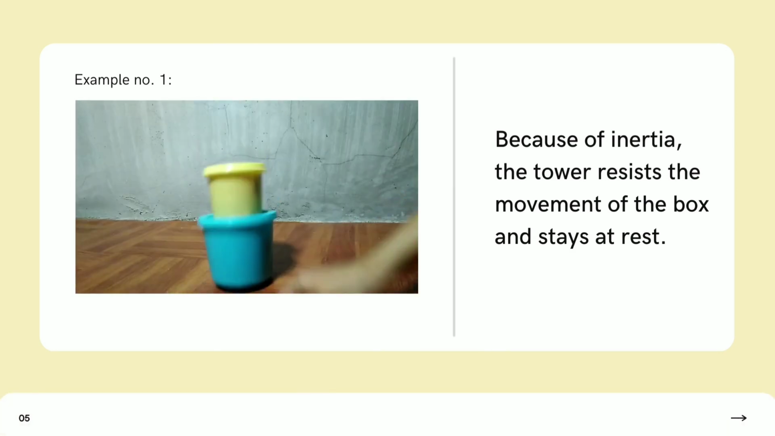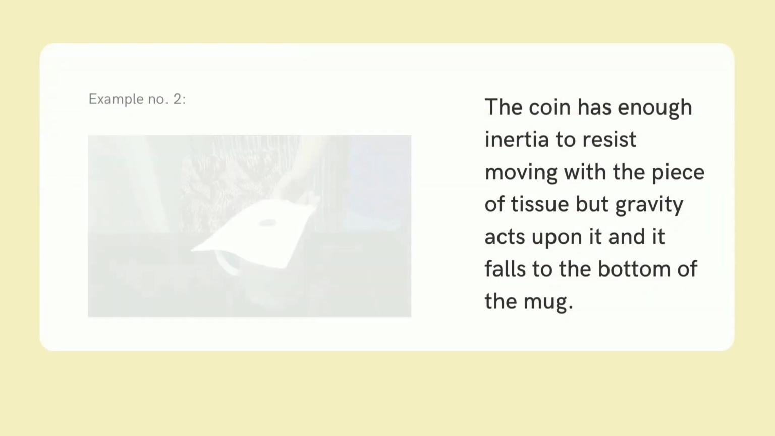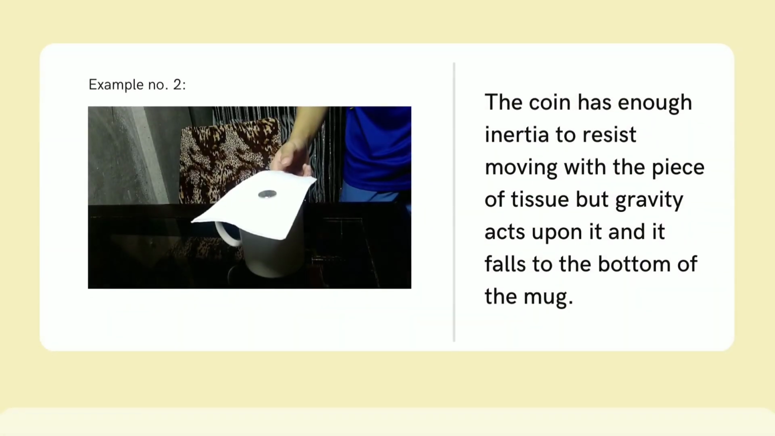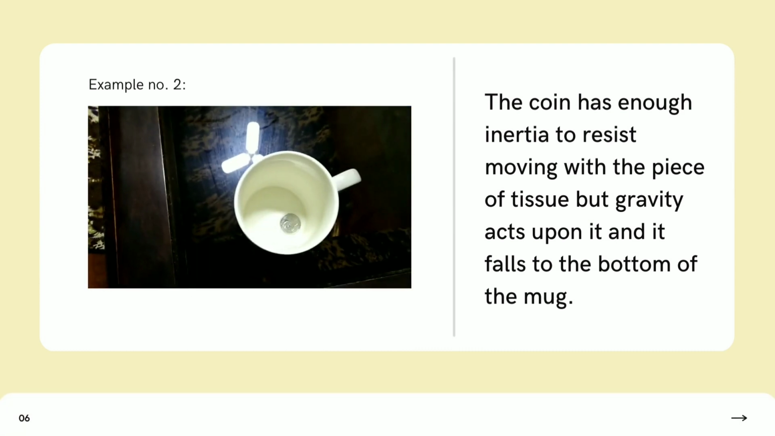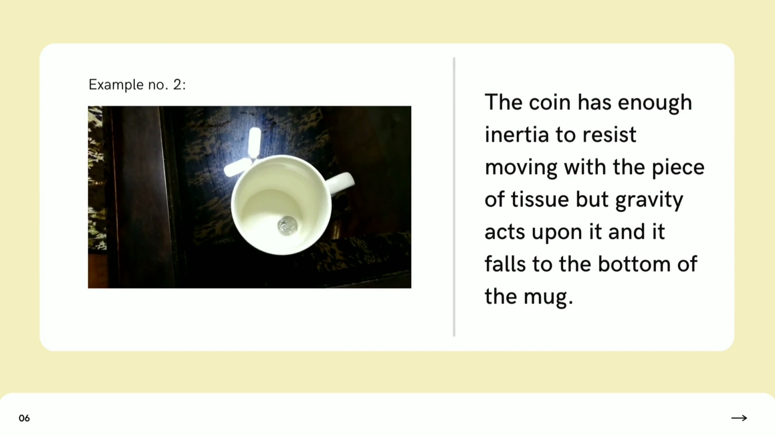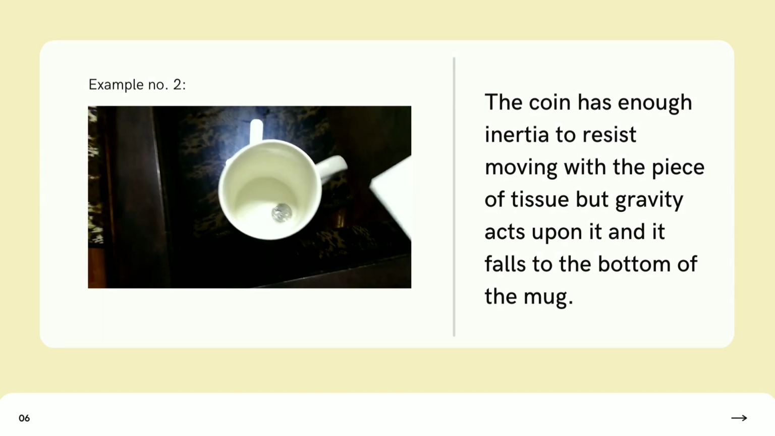Because of inertia, the tower resists the movement of the block and stays at rest. The coin has enough inertia to resist moving with a piece of tissue, but gravity acts upon it and it falls down to the bottom of the mug.